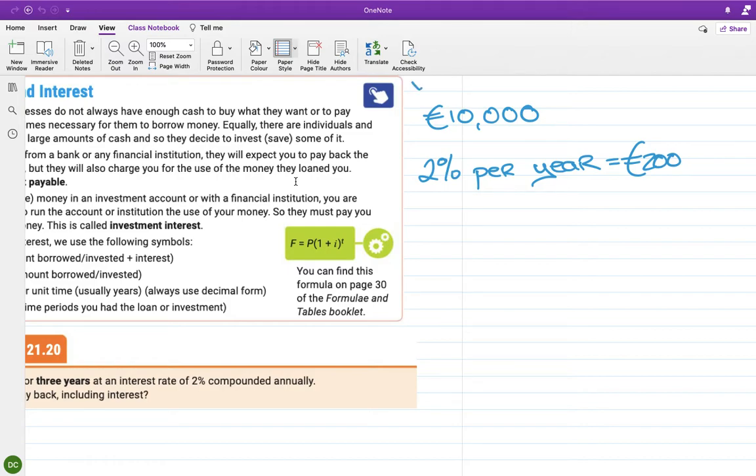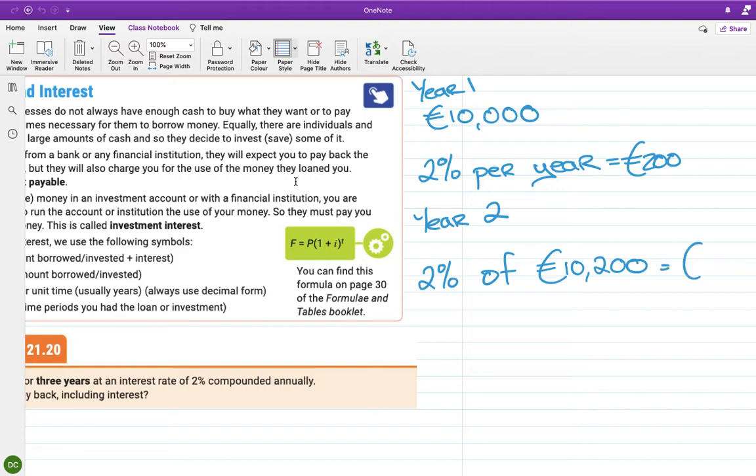But then in the second year, I still get my 2%, but this time, that 2% is of 10,200 euro. So now my 2% is a bit bigger. My 2% is worth 204 euro. And then if you take that into your third year, now you're getting 2% of 10,404 euro.